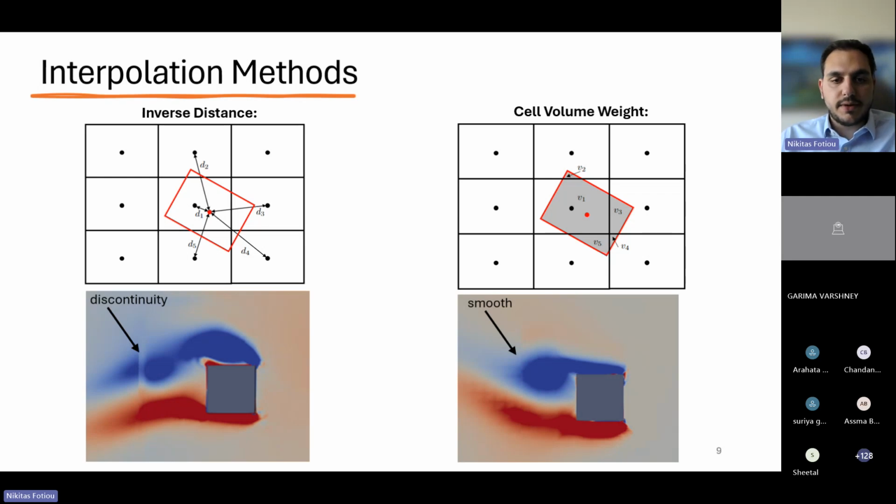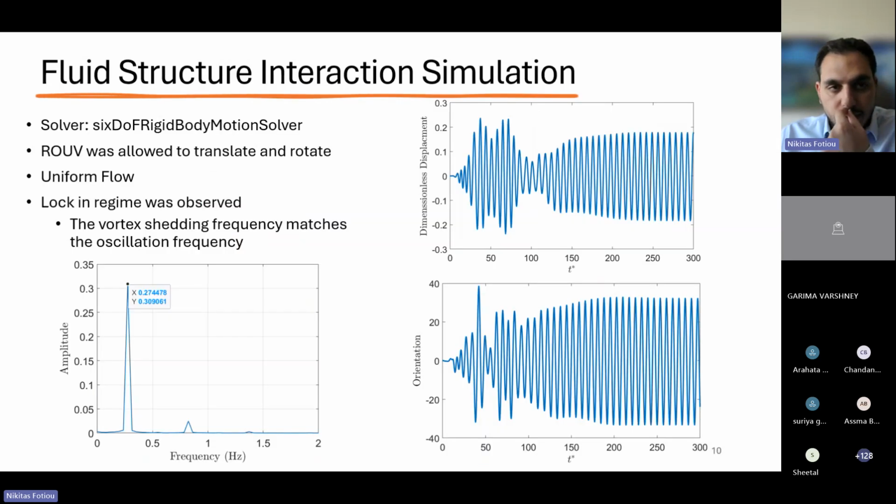But finally, the cell volume weight method was chosen, and the project continued by simulating the ROV free to move in a uniform flow using the 6 degree of freedom rigid body motion solver of OpenFOAM. And at this stage, something interesting was observed. It was observed that the frequency of oscillation of the ROV matches the frequency of vortex shedding, which is also known as the lock-in regime.